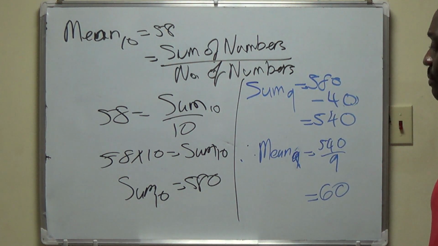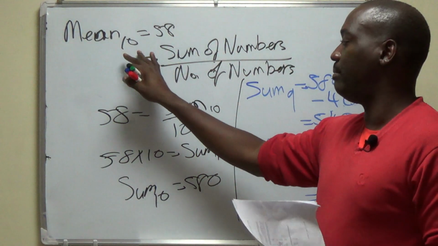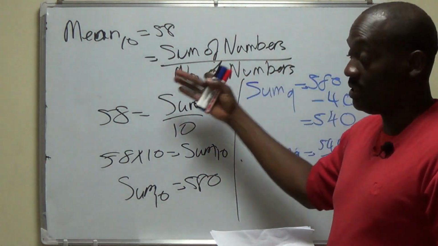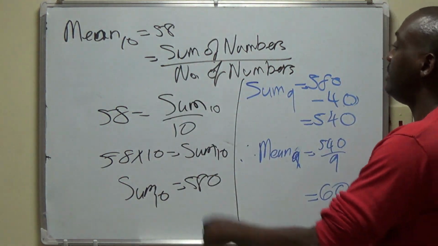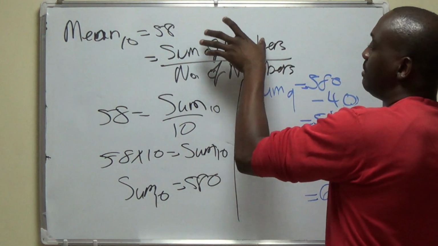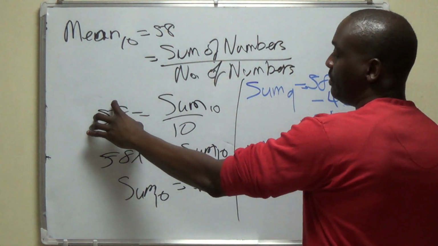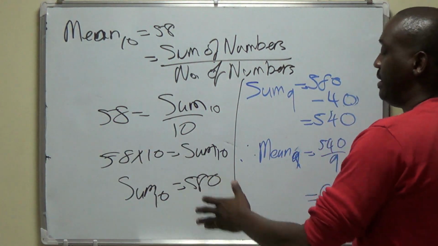Alright, so from the beginning straight to the end, we use the basic formula for average or a mean, which is that the mean of any number of numbers will be equal to the sum of all the numbers divided by the number of numbers. In this case, we were dealing with 10 numbers, so we had the mean of 10 be equal to the sum of all 10 divided by 10, which is what we have here. That mean was 58. We cross multiply to get the sum, which was 580.